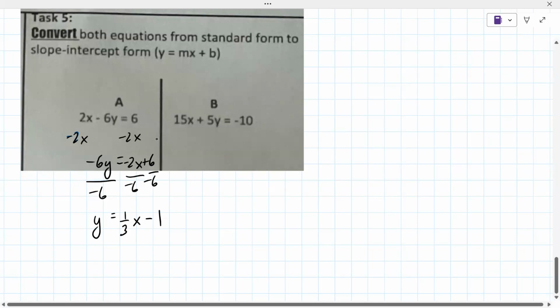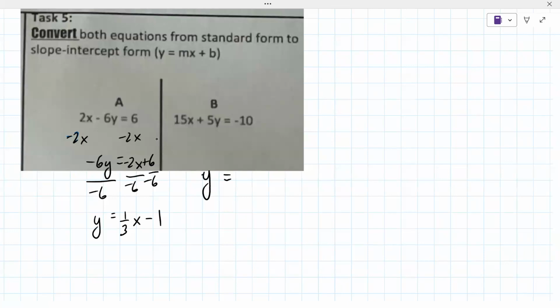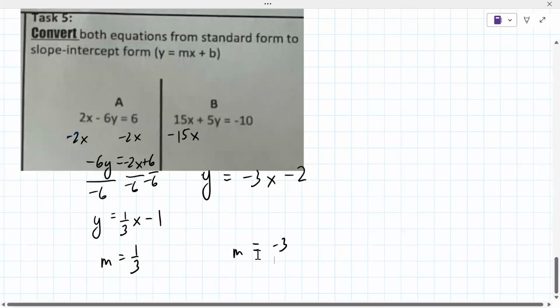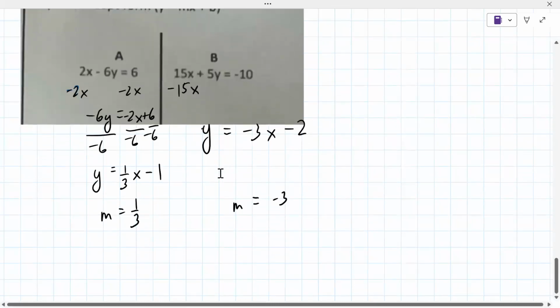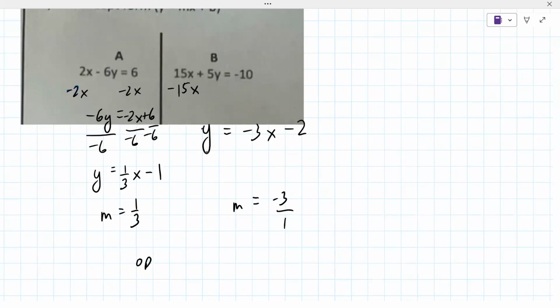I got negative 3x minus 2. Should be a fraction. Oh, I see. Yes, negative 3x. You're right. Minus 2. Good. Okay. So now the slope of the first one is 1/3. What's the slope of the second one? Negative 3. So are these the same? No. They're actually perpendicular, and you can see that because they're opposite reciprocals, or you multiply them and you get -1.